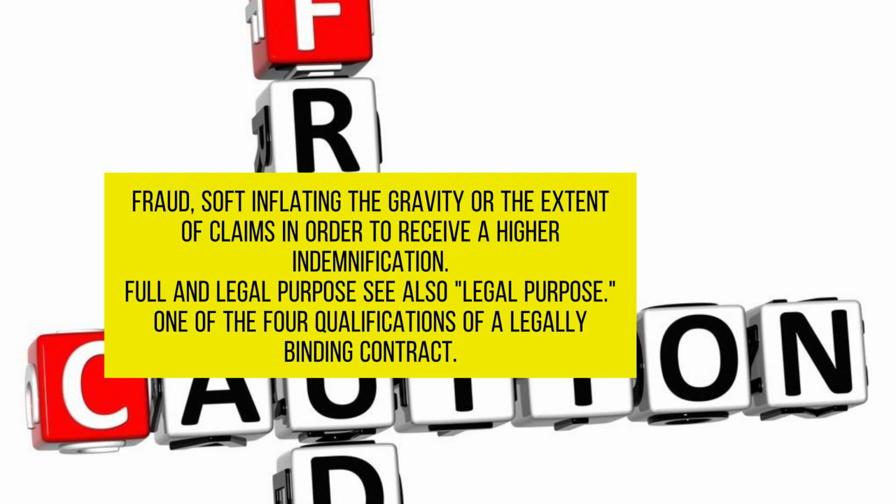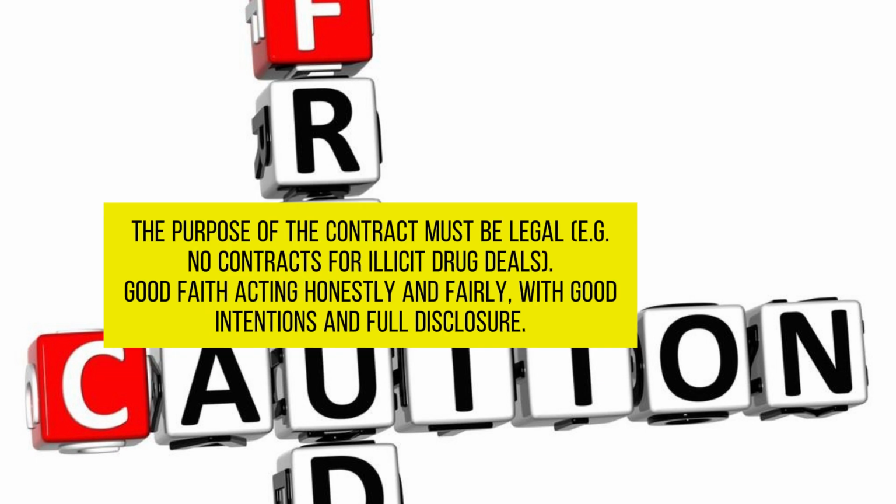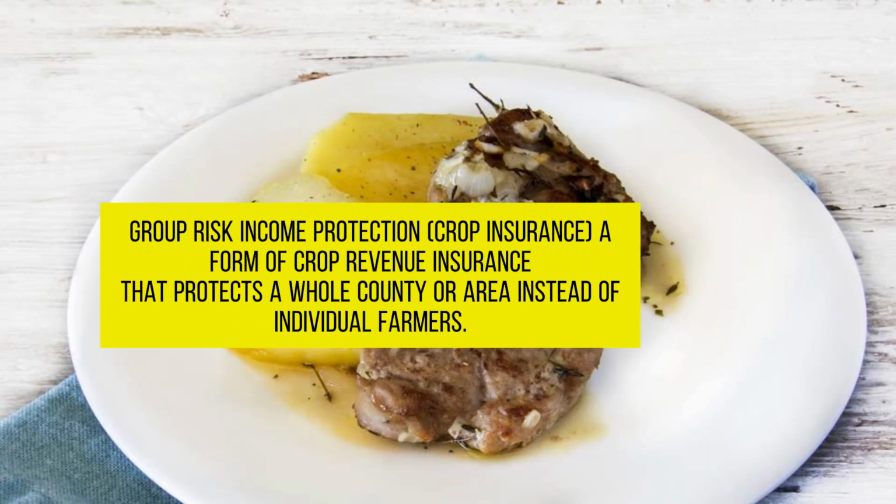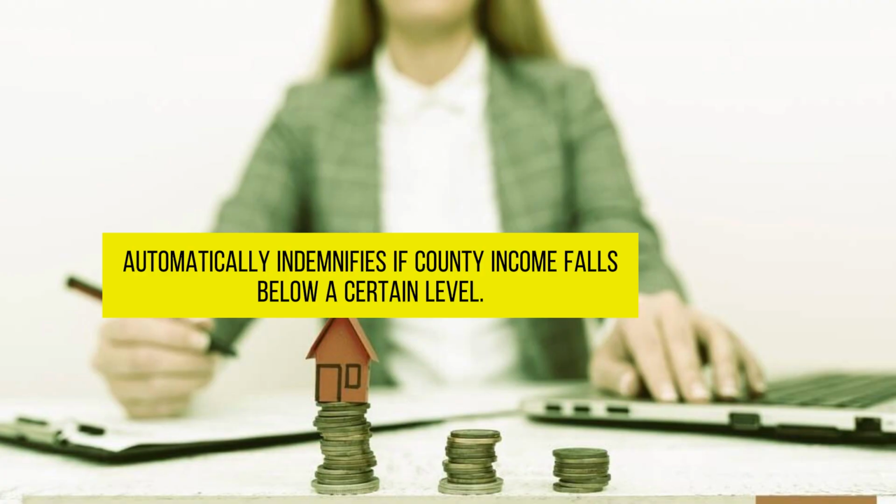Full and legal purpose, also legal purpose, one of the 4 qualifications of a legally binding contract. The purpose of the contract must be legal, for example, no contracts for illicit drug deals. Good faith, acting honestly and fairly with good intentions and full disclosure. Group risk income protection, crop insurance, a form of crop revenue insurance that protects a whole county or area instead of individual farmers. Automatically indemnifies if county income falls below a certain level.